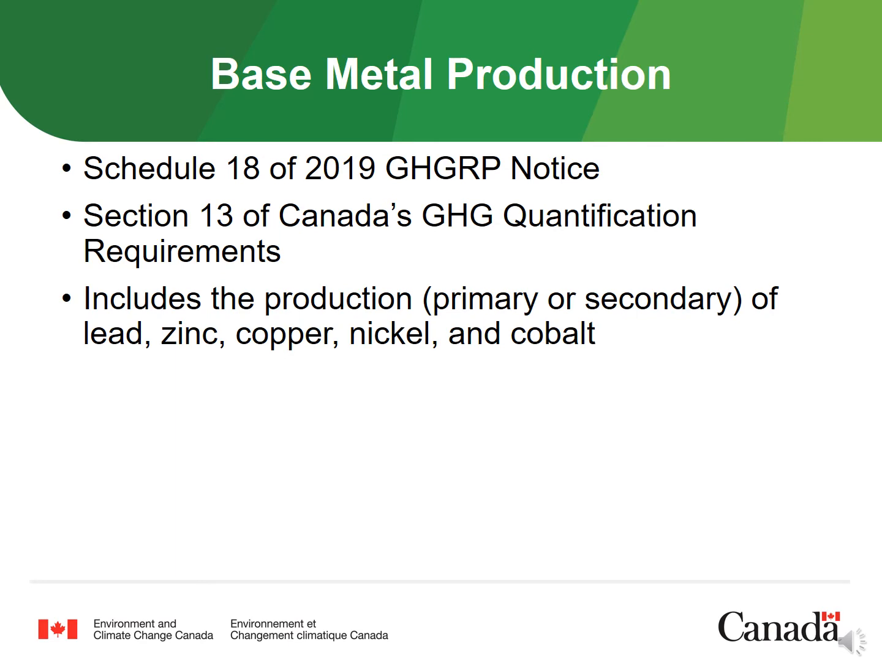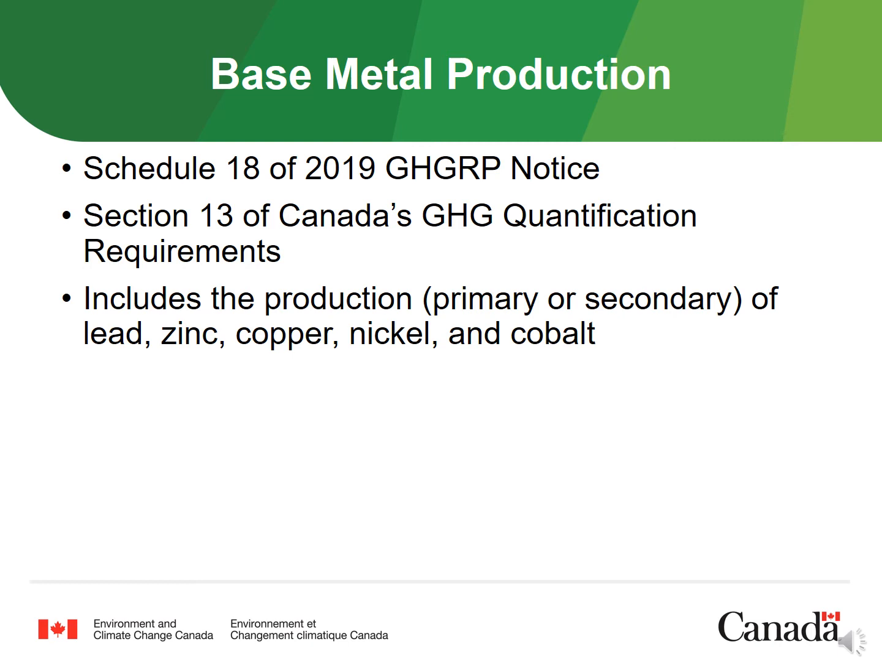Base metal production reporting requirements may be found in Schedule 18 of the 2019 GHGRP notice, and prescribed quantification methods are found in Section 13 of Canada's Greenhouse Gas Quantification Requirements document. This sector includes the primary or secondary production processes that are used to recover lead, zinc, copper, nickel, and/or cobalt.